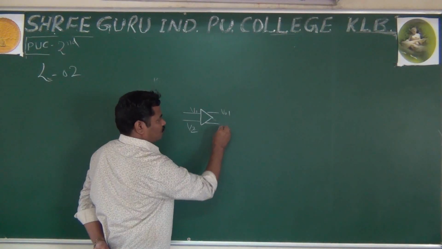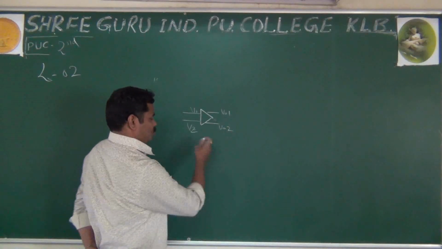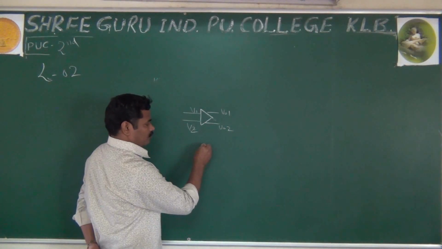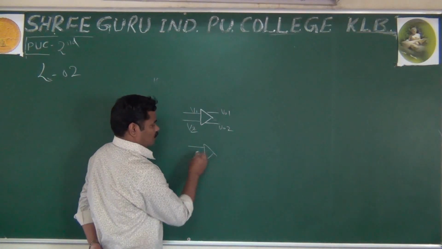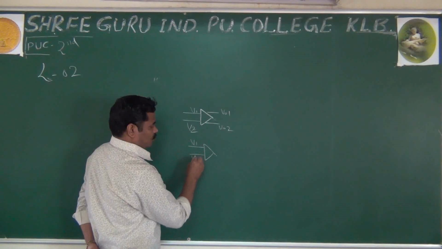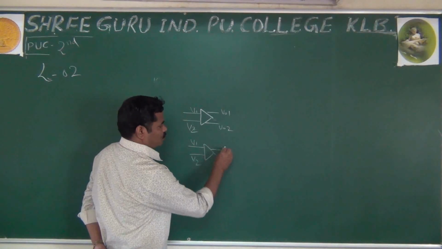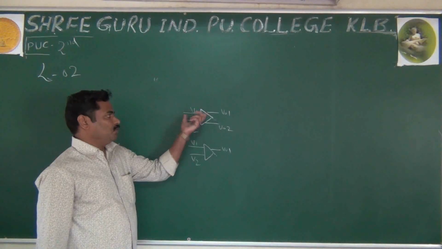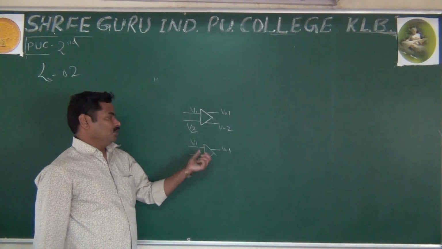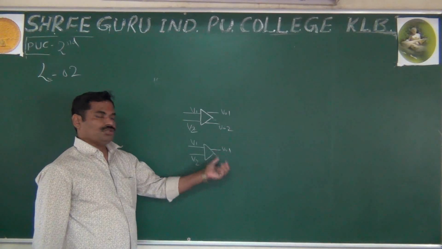V01 and V02. We are not having confusion. At the same time, another type: no doubts, you are having two inputs, V1 and V2, but you are having only one output, V01. That is nothing but called dual input and unbalanced output.